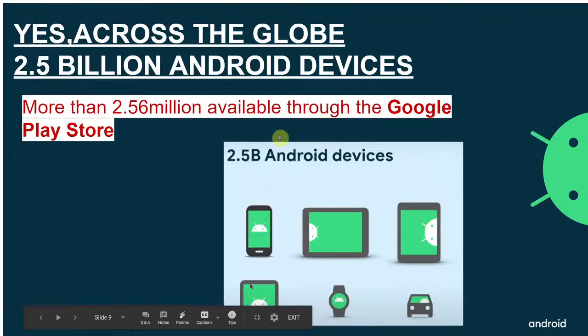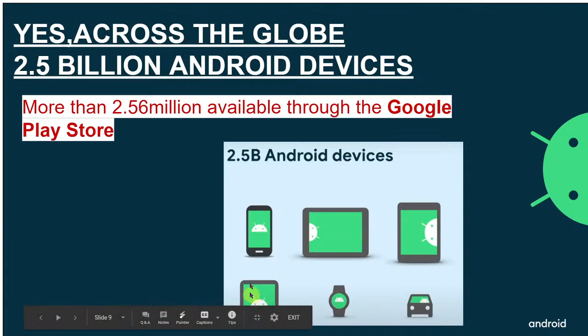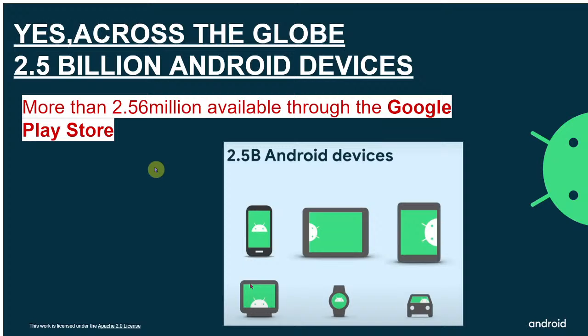Across the globe, according to the latest Wikipedia, around 2.5 billion Android devices are used. The Android operating system is not only used in mobile devices, it is used in tablets, smartphones, smart TVs, watches, gears, as well as cars. And the unique thing is that more than 2.5 million apps are uploaded in the Play Store.